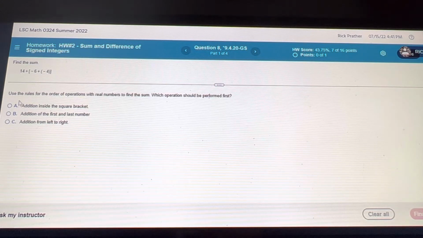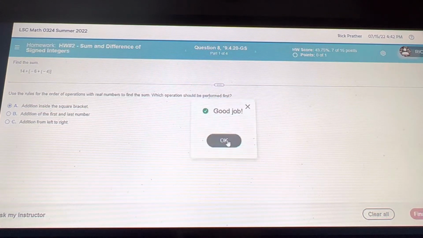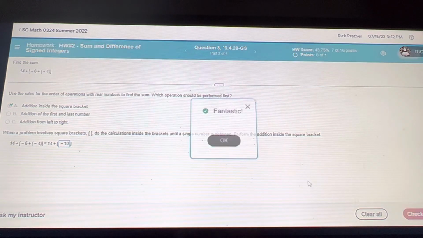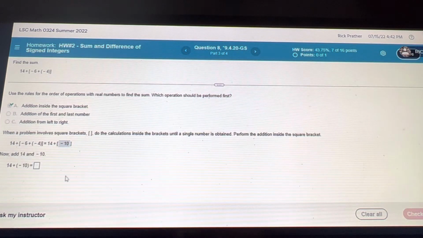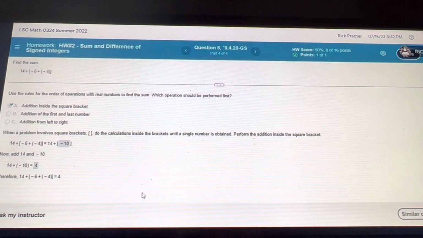Now it looks like they're doing something else here. Use the rules of order of operations. Which operation should be performed first? You definitely want to go inside of parentheses or brackets. So we want to do inside the square bracket first. That's what I talked you through. That's negative 10 because you add them up and keep the negative. Now I have 1 of each, so now I subtract them. 14 minus 10 is 4, and then the bigger number is positive, so positive 4. Yep.